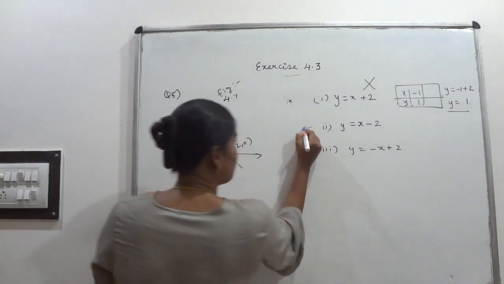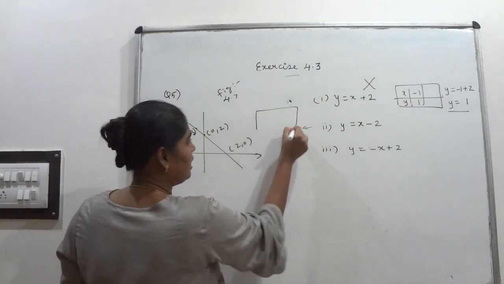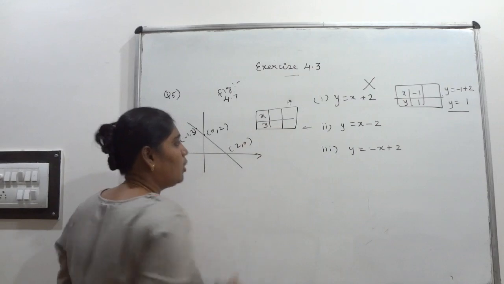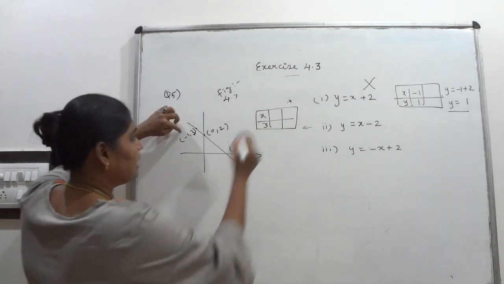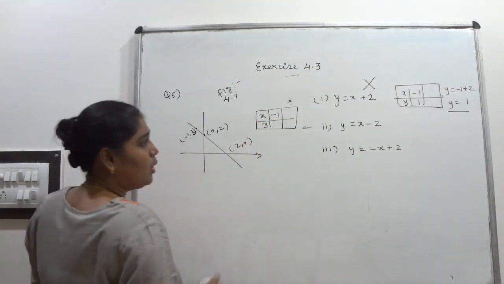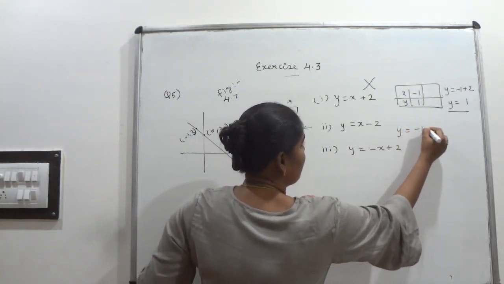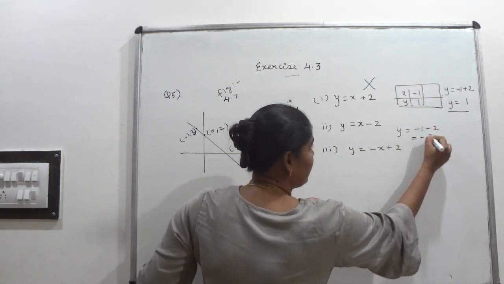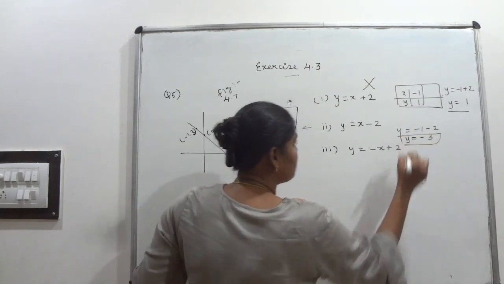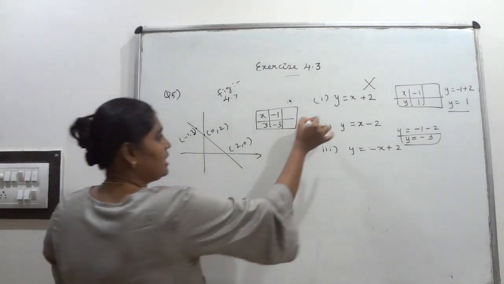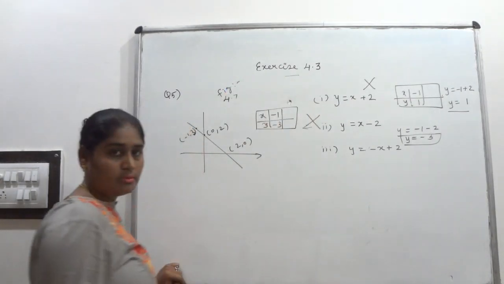Then go for this one. This equation I am going to make the table. Okay, let us see. I am keeping the x value as minus 1. What will happen? See, y equal to minus 1 minus 2. The answer will be minus 3. But here what is given? Plus 3. That's why this equation is also wrong.